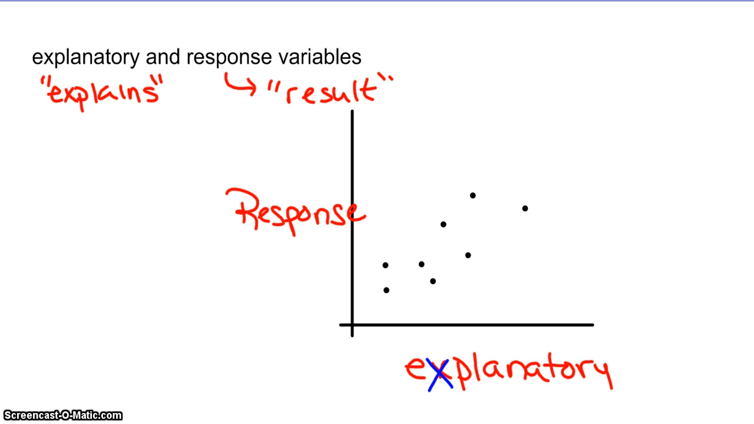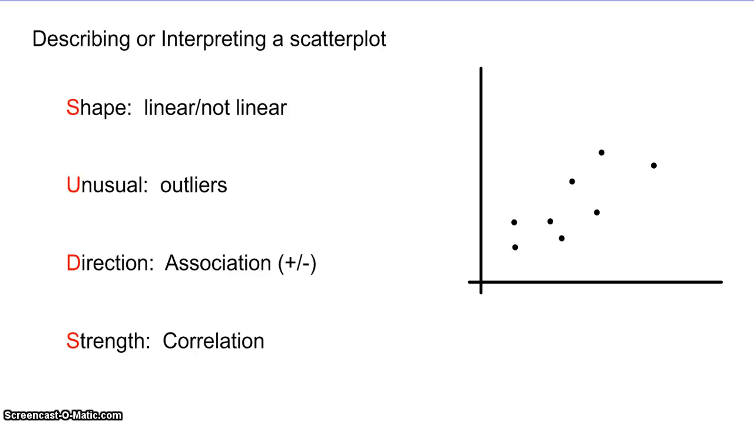Now, sometimes there won't be, like I said, the explanatory response relationship, and so we have to be careful of that. For instance, if I take all the students in the class and I look at the height of their mother and the height of their father, one doesn't cause the other, so we've got to be careful with that.